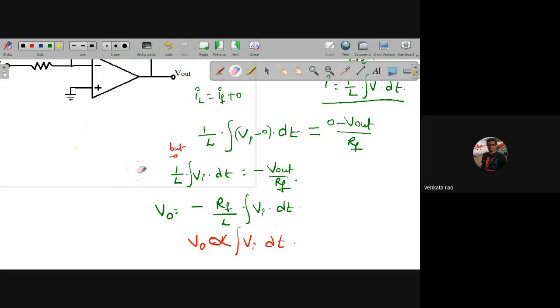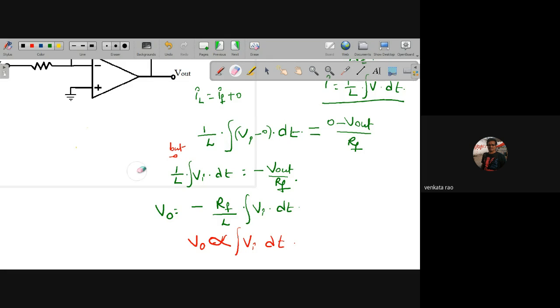In active filters, this integrator acts as a low pass filter, already you studied; the differentiator acts as a high pass filter, all those things. Yes or no? Integrators and differentiators act as filters also, low pass filter, high pass filter.